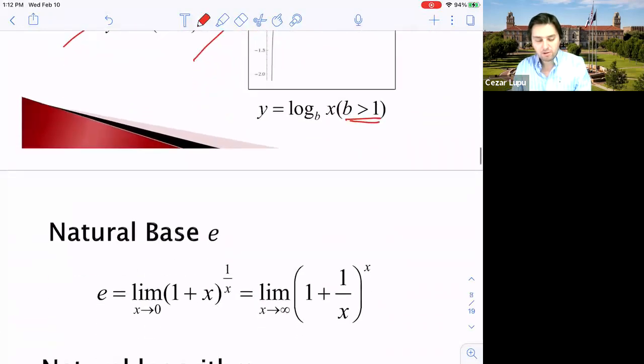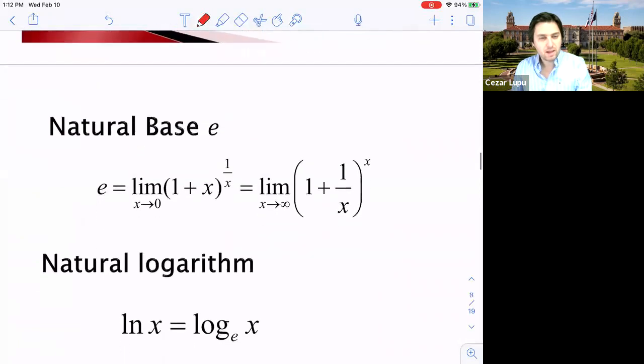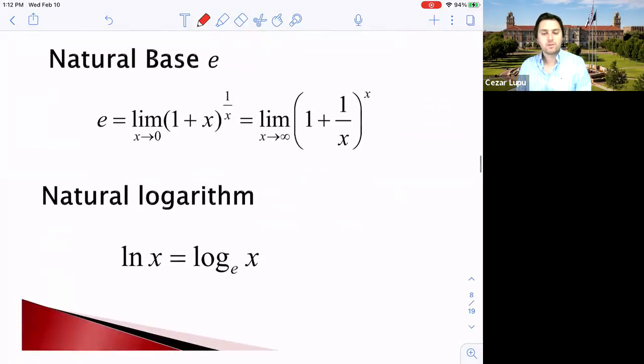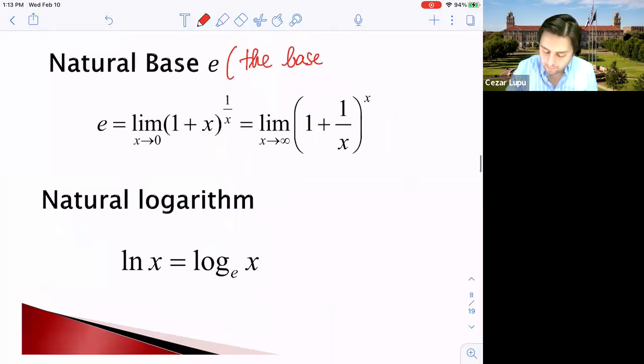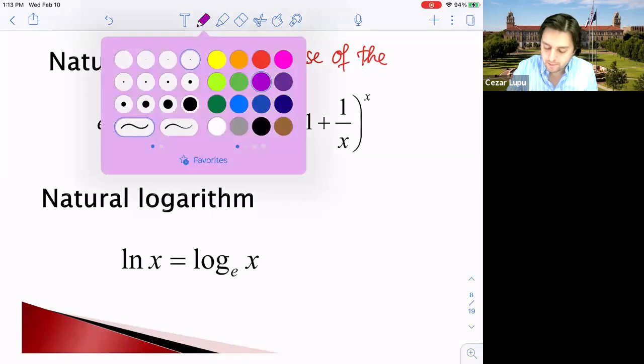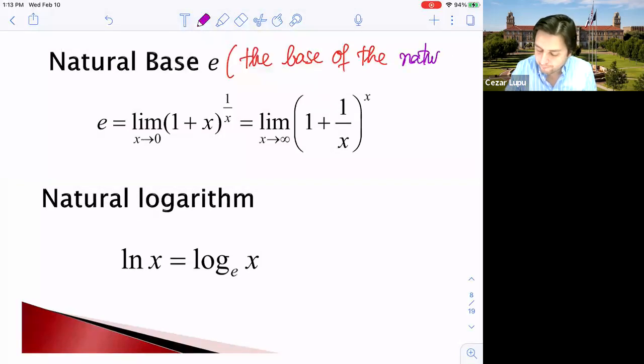All right. Now I'm going to talk about something. Since we talked about limits, I want to go to something special, and I would like to turn your attention to this base e. So e is the base of the natural log. So let me write here the base of the natural logarithm.